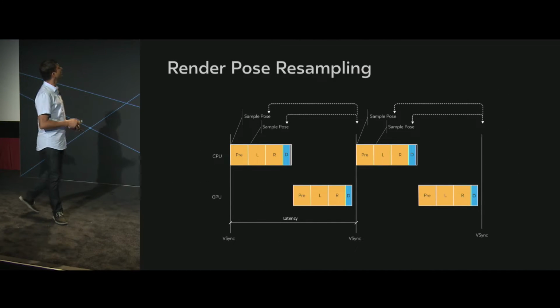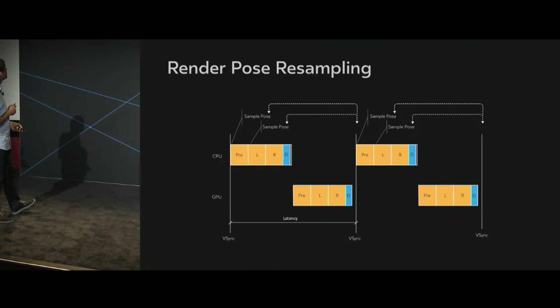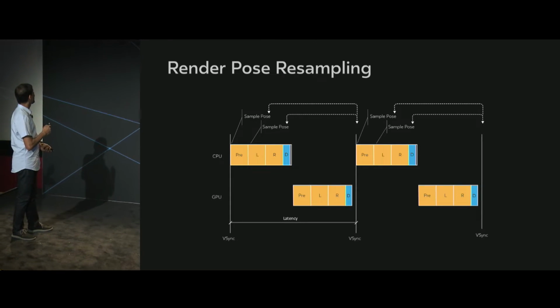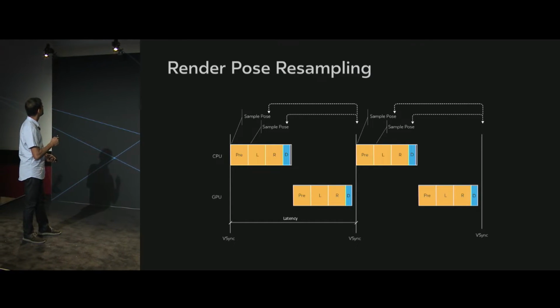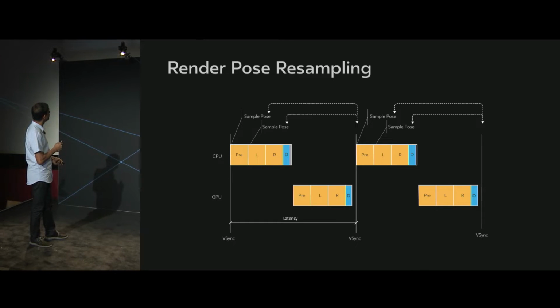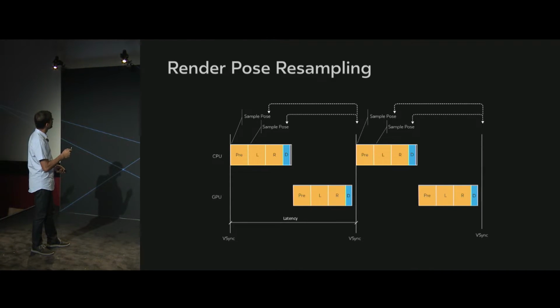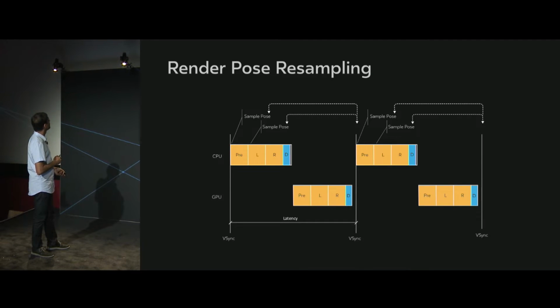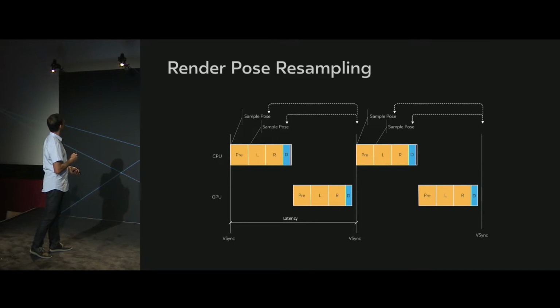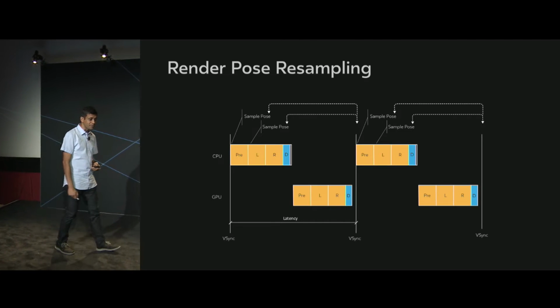So here's an example of the app doing some pre-work where it's sampling the pose, and that's an approximate pose, but then just before drawing the left and right eye, it's resampling the pose, both of which are predicted out in the future, and it's getting a better refined version of the pose just before drawing its eye buffers.